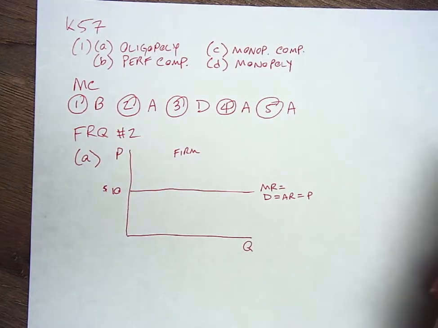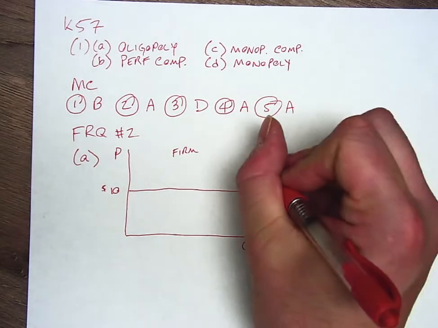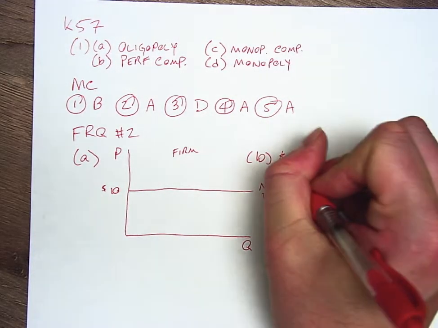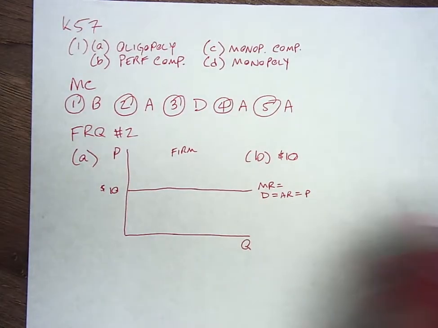And then B, what does the firm's marginal revenue equal any time it sells one more unit? So B is $10 every time, because MR equals D equals AR equals P is a true statement.